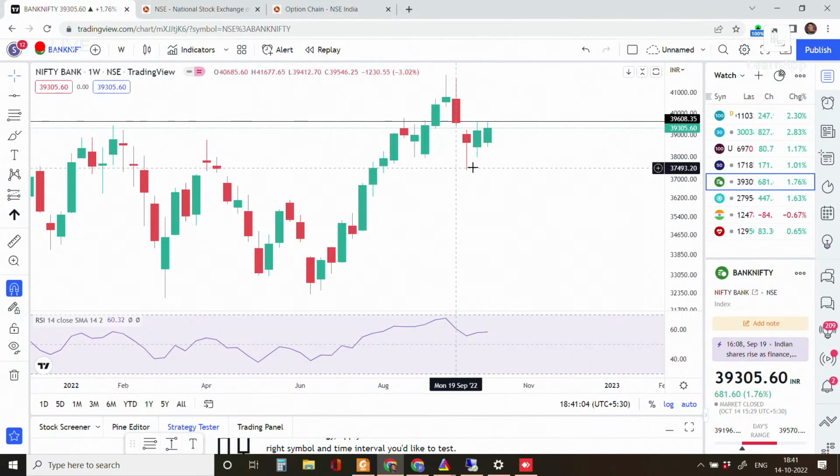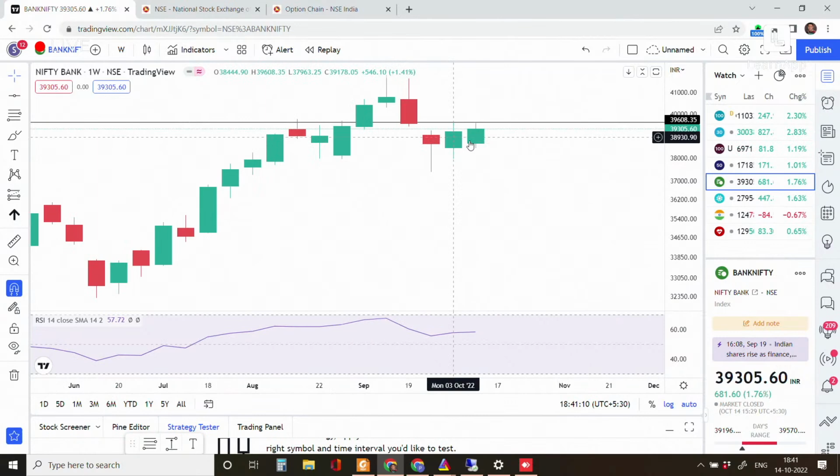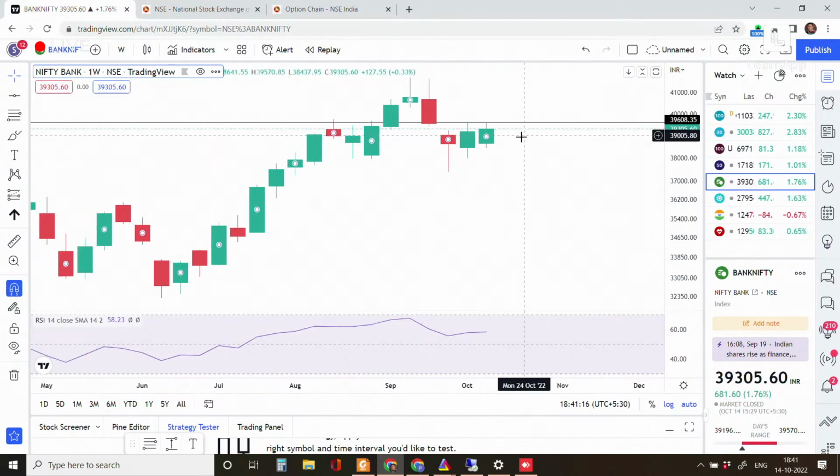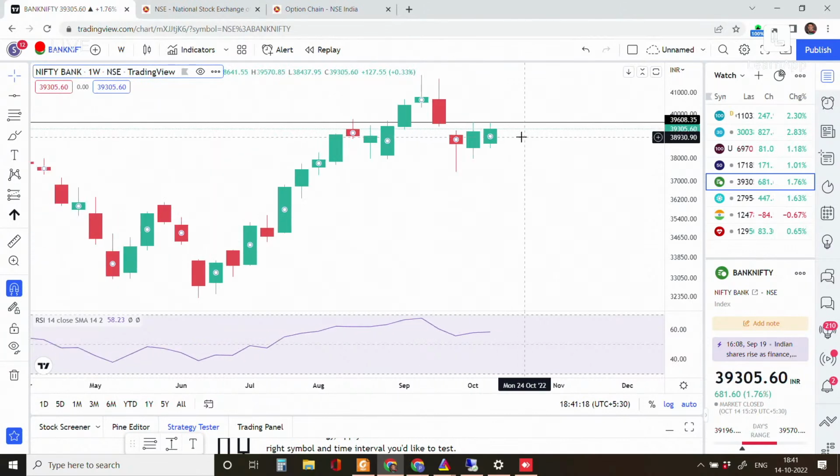Bank Nifty has still not broken these levels, which is a good sign. The second thing is, on the weekly chart, if I zoom in, we have an inside day candle over here. So we might see some dhoom dhadaka in the Diwali week. All right, let's hope that happens.